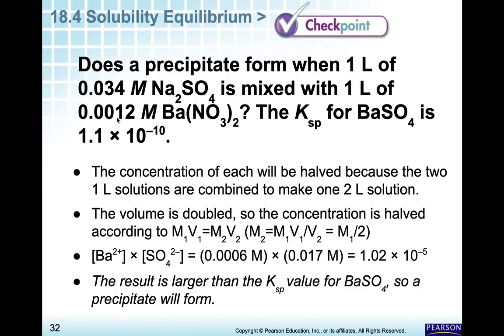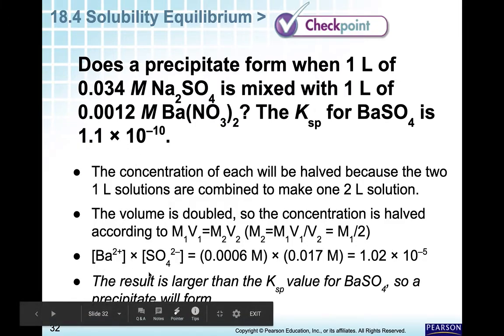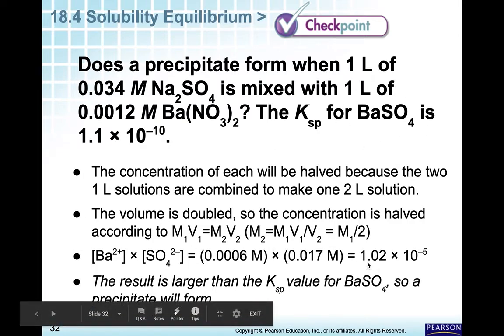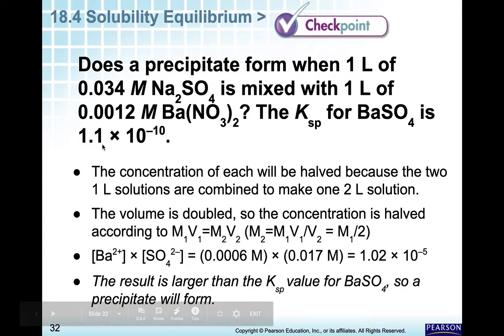So we know the concentration of both of these after they're mixed. Let's multiply them. So we multiply the concentration of the barium and the concentration of the sulfate, because we're wondering if this precipitate forms. When we multiply the concentrations, we get 1.02 times 10 to the negative 5th. Let's compare that. Well, that number is bigger than the solubility product constant. That means, remember, the solubility product constant is products over reactants. We got a number that was too big. That means we have too many products right now.